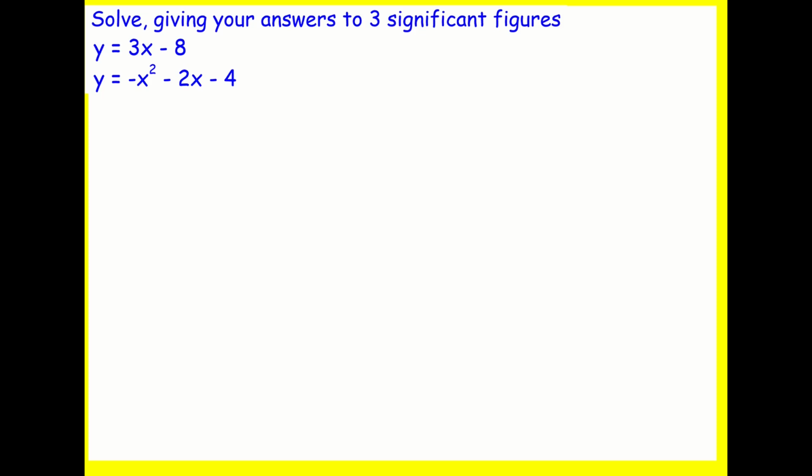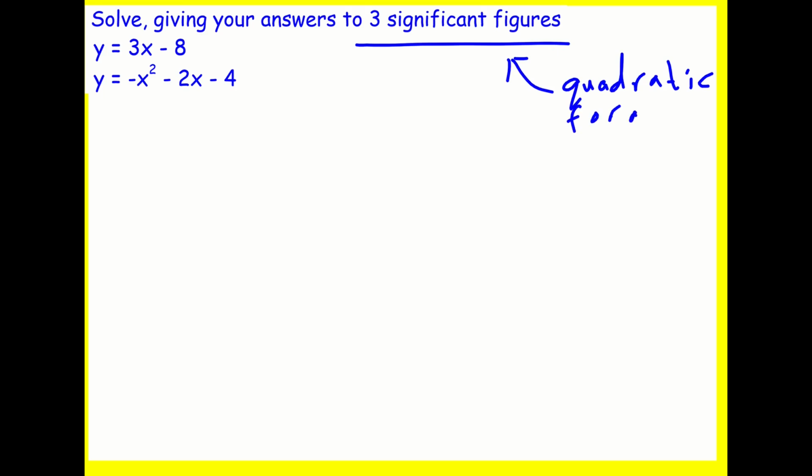One more to try. Pause video, give this your best shot. Right, this is nearly the same, but there's two things we just need to take into account. The fact that it says solve giving your answers to 3 significant figures. This is actually code for quadratic formula. It means that you're not going to get a nice whole number answer. You're going to have to use the quadratic formula when you get to the part where you're solving a quadratic.